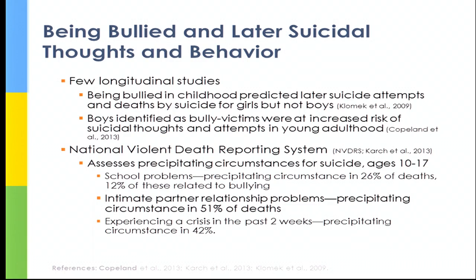And a few studies have examined long-term effects of bullying on suicidality. For example, research by Clemson and her colleagues has shown that being bullied in childhood predicted later suicide attempts and deaths by suicide in one study for girls but not for boys. And Copeland and colleagues found that boys who were bully victims in their childhood, 9 to 16 years of age, were at greater risk of suicidal thoughts or behaviors as young adults.